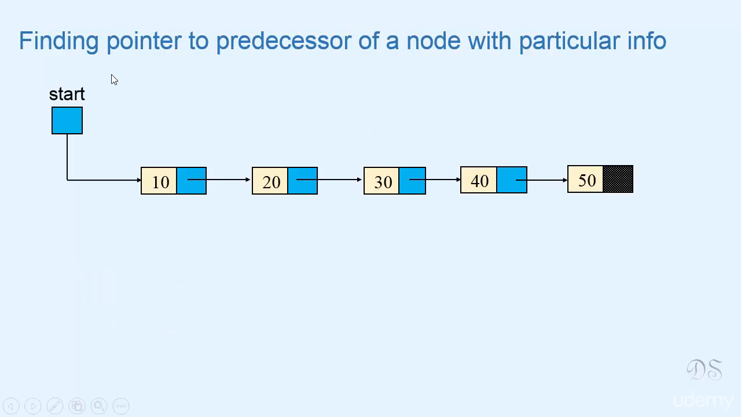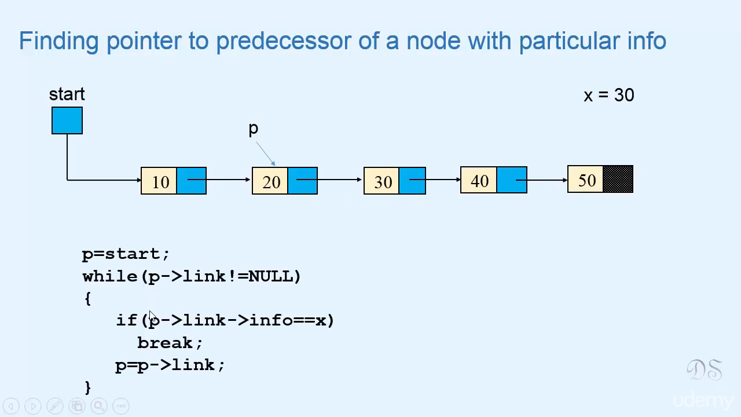Now we'll find pointer to predecessor of a node with particular info. Suppose we are given a value x, then we have to find pointer to predecessor of a node that contains x. So if x is 30, then we need pointer to this node, because this is the node that contains 30 and this is the predecessor of the node that contains 30. So this code will give us the pointer to this node.